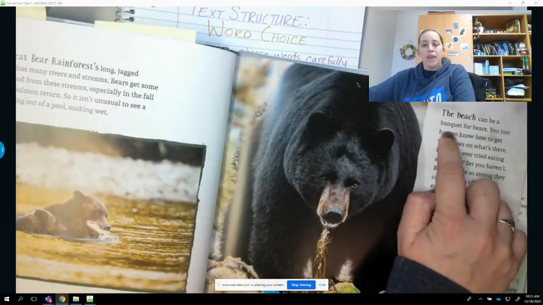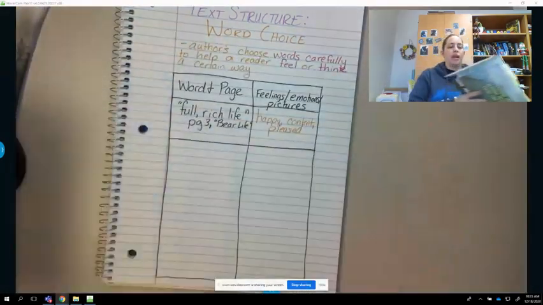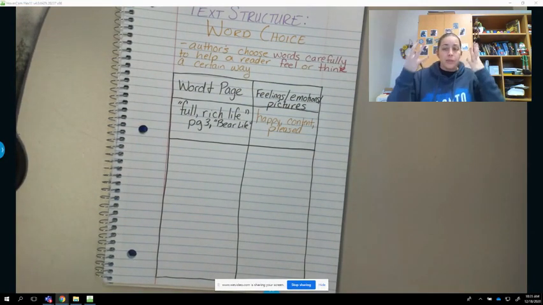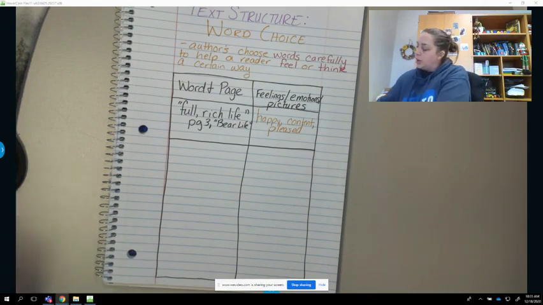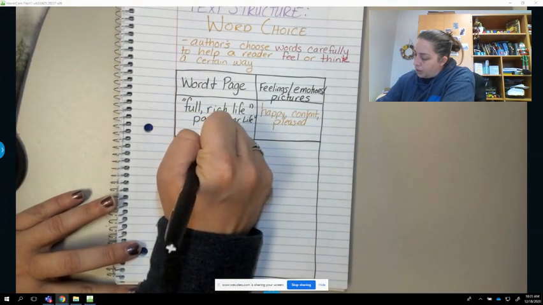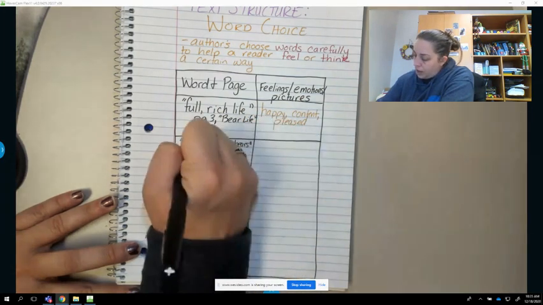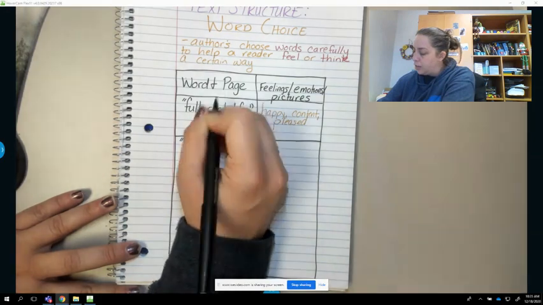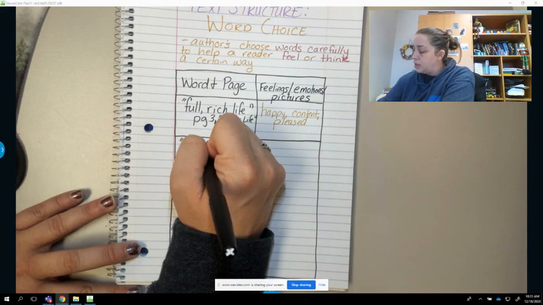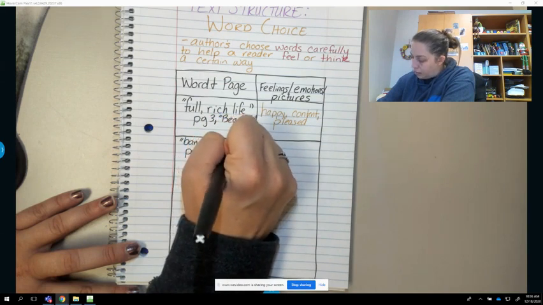So the beach can be a banquet for bears. This is what I was looking for, because when I'm thinking of a banquet for bears or a banquet for anybody, I have some very specific things that pop up into my head. So I'm going to write down right here, banquet for bears. And this is going to be on page 16. I thought it was page 14. Page 16 of Bear Life.